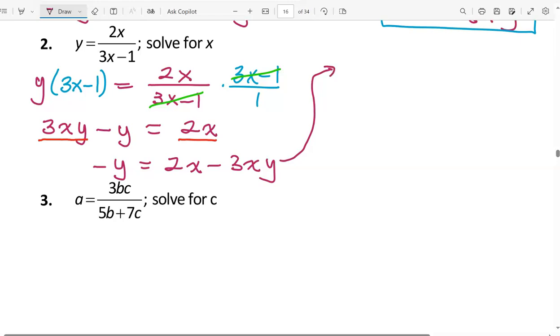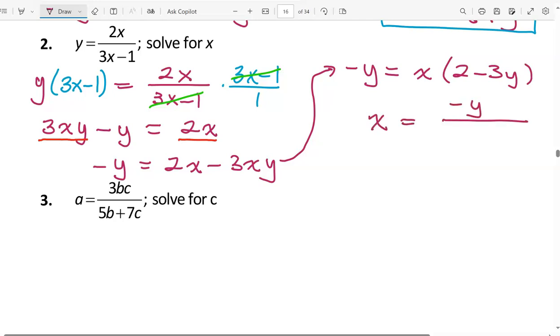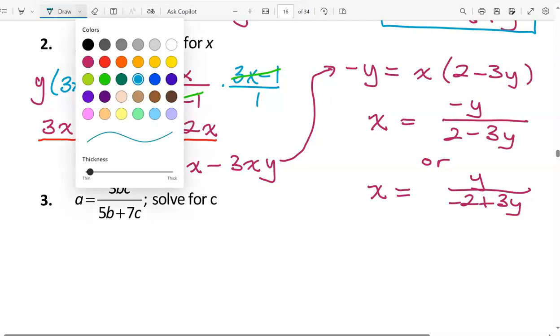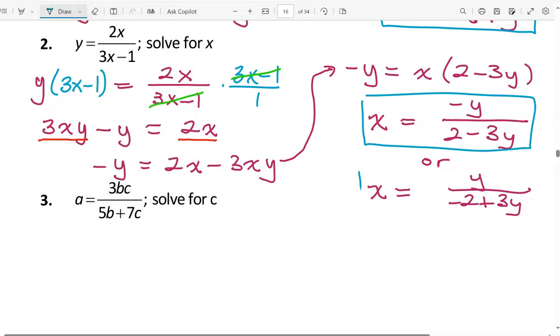and then we're going to factor out the variable that we're solving for. So negative y is equal to x times 2 minus 3y. And now we can solve for x by dividing. So x is equal to negative y divided by 2 minus 3y. Now I do want to say that there is another acceptable answer, and that would be x is equal to y over negative 2 plus 3y. That's formed by multiplying both numerator and denominator by negative 1.